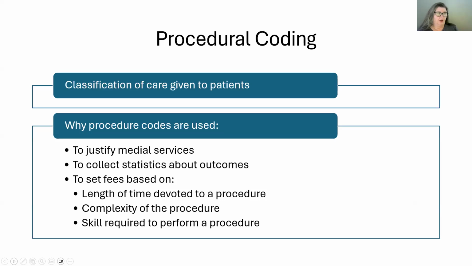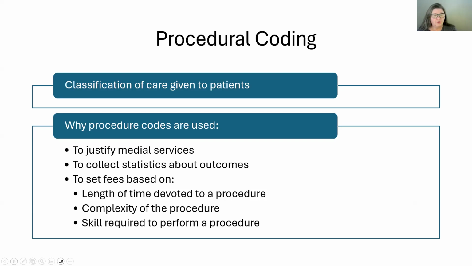So, like I said, we're going to start with procedural coding. There's also diagnostic coding, which we will get to in a different video. Procedural coding is classification of the care that's given to patients. When we hear procedural, immediately you think procedure, like some type of surgery. Not necessarily. Those are included too, but a procedure is anything we do, any type of care, any treatment, even the procedures, anything we do with a patient.